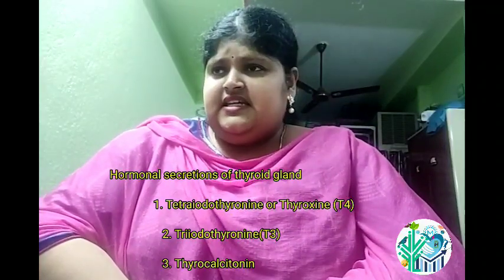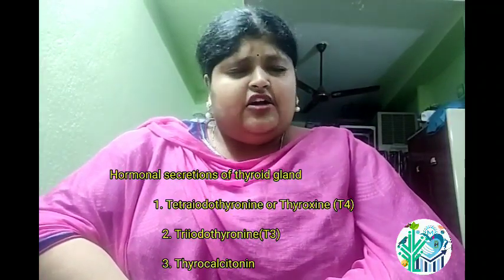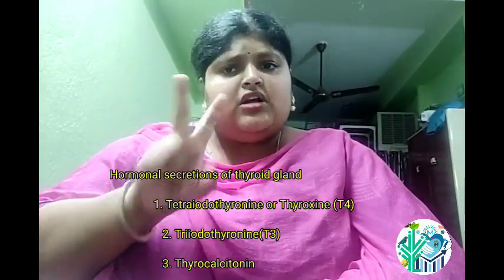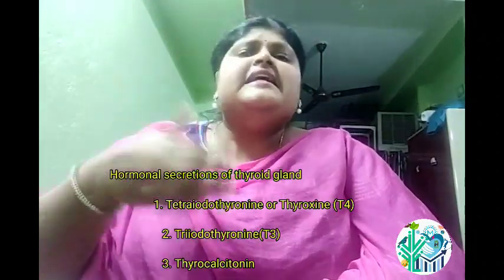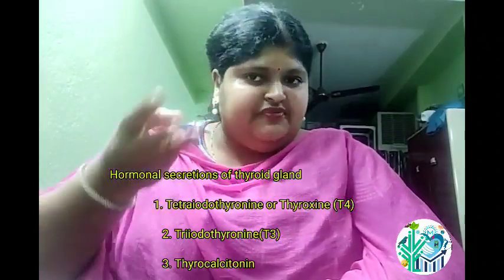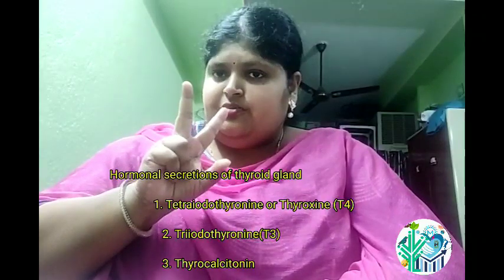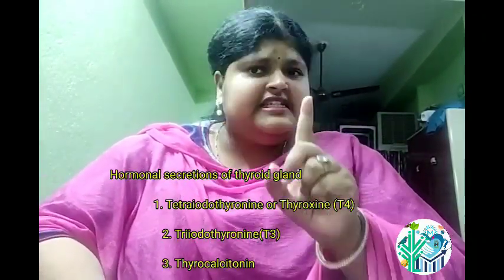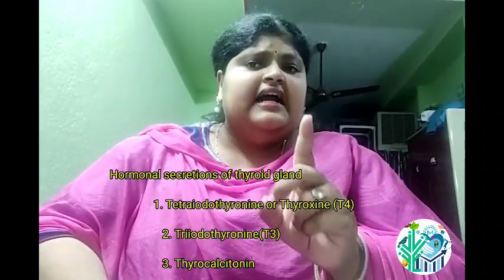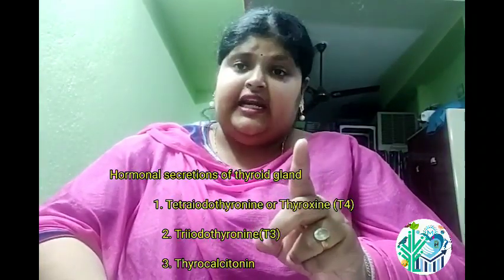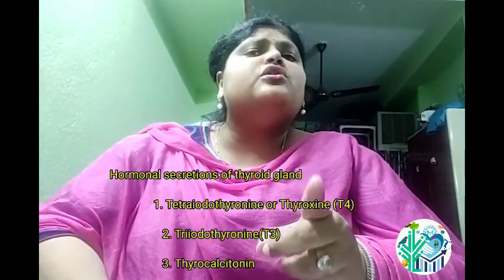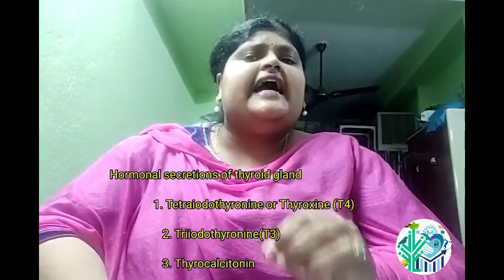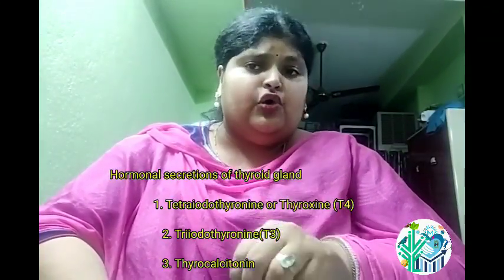These follicular cells secrete two important hormones. Actually, the thyroid gland secretes three hormones, but first I will tell the first two important hormones. The first is tetraiodothyronine or thyroxine, that is T4.